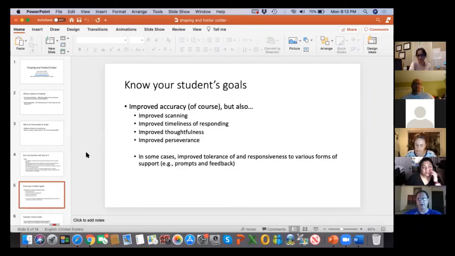Sometimes we're working on improved tolerance to various forms of support. Kids that are averse to physical prompts, insulted by gestural prompts or echoic prompts, that don't accept anything other than positive feedback about their response. All of those are some of the issues that we might be needing to shape.